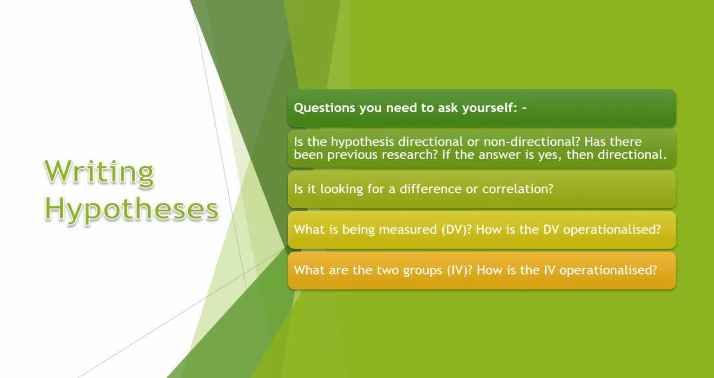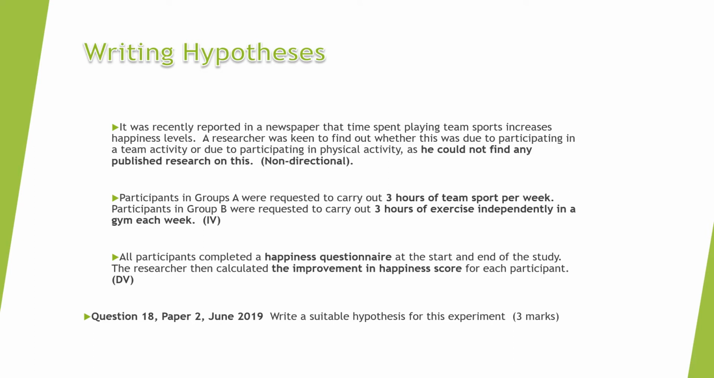And what are the two groups of the IV, and how is the IV being operationalised? So let's have a look at an example from an exam paper. So the stem says, it was recently reported in a newspaper that time spent playing team sports increases happiness levels.